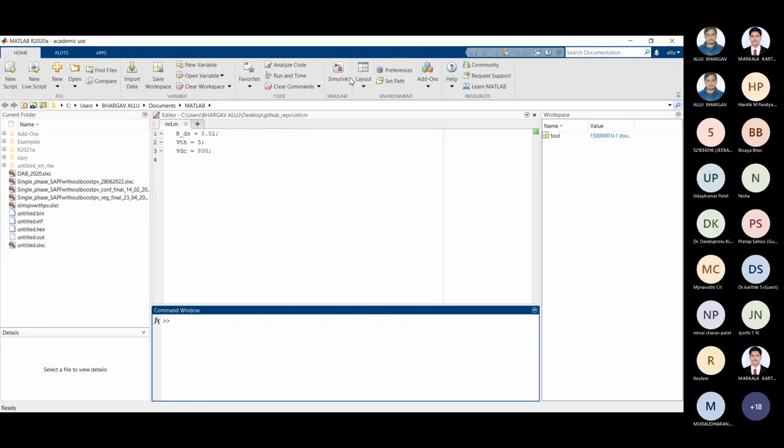Karthik, can you give me confirmation whether my MATLAB is visible or not? Yes, sir. Your screen is visible. Thank you.